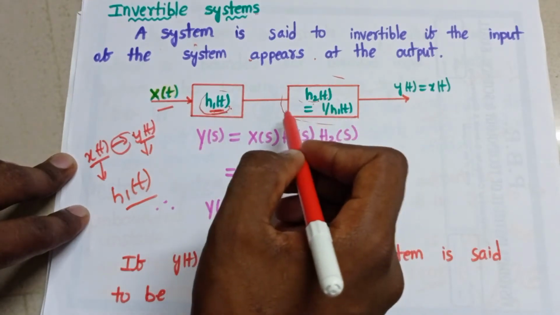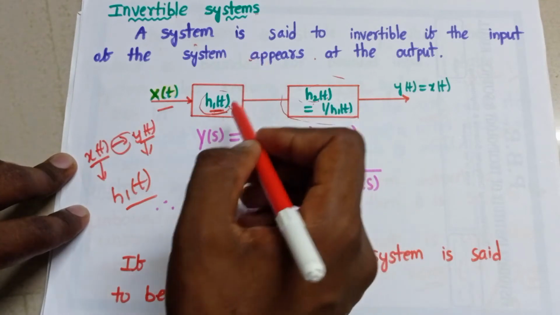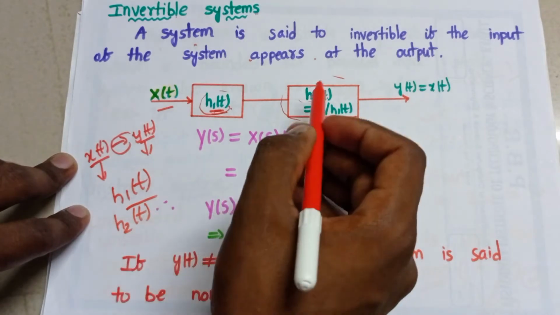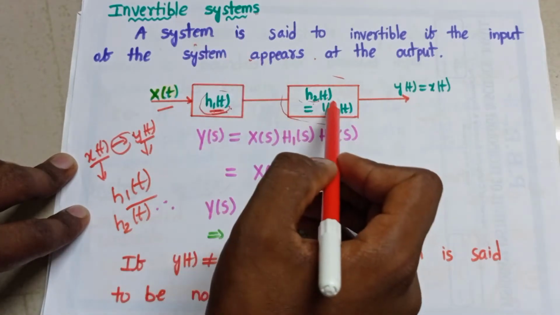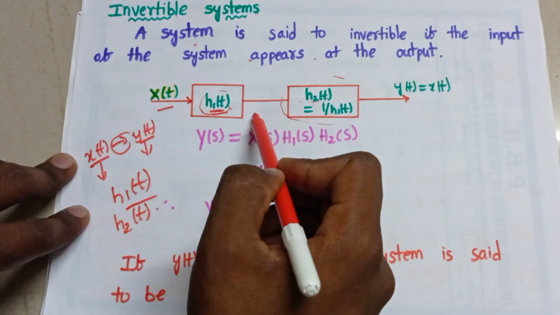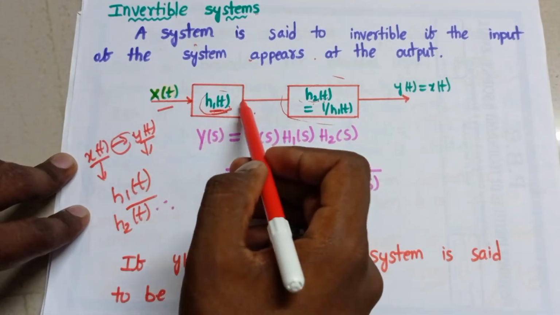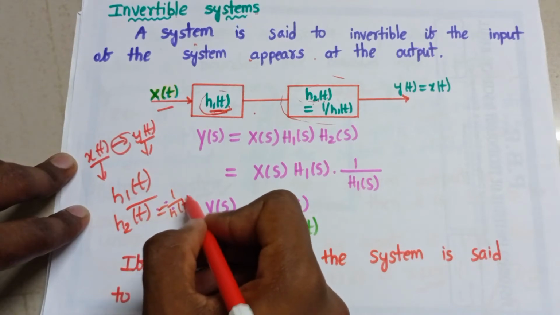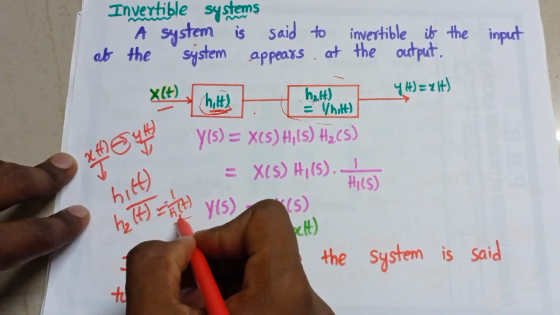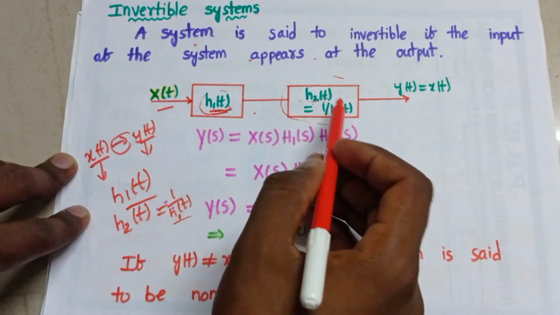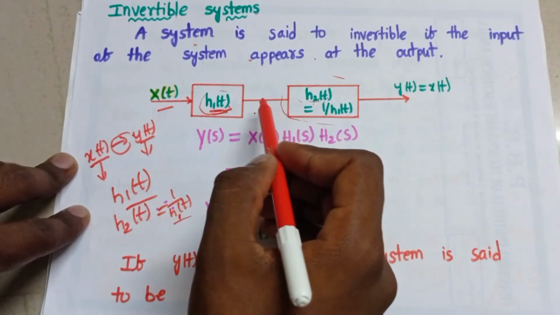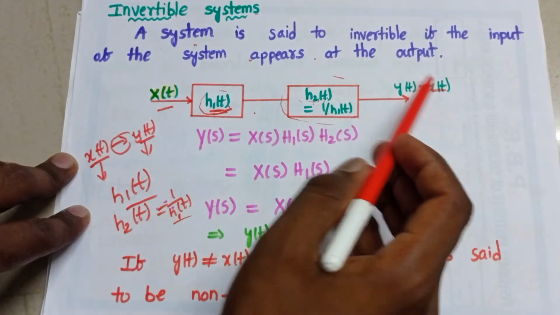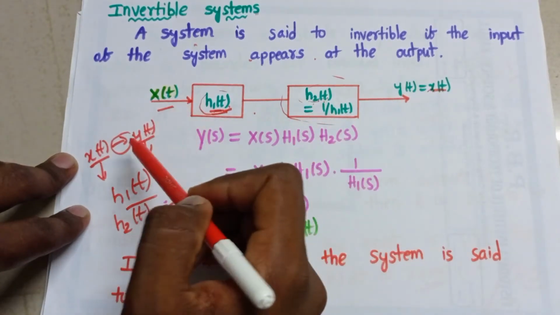The inverse system is nothing but the reverse of the transfer function of the original. Let's consider the inverse transfer function is h2 of t. It is the inverse of the original transfer function, that is h2 of t equals 1 by h1 of t. This is the inverse system. When we pass the signal again through the inverse system, we get as output the same signal that we sent in the input.